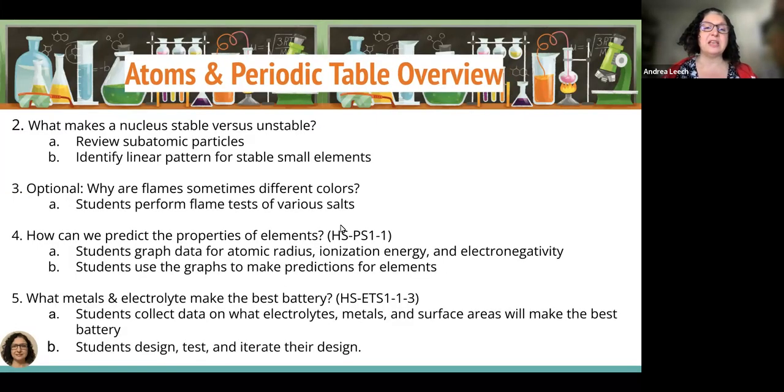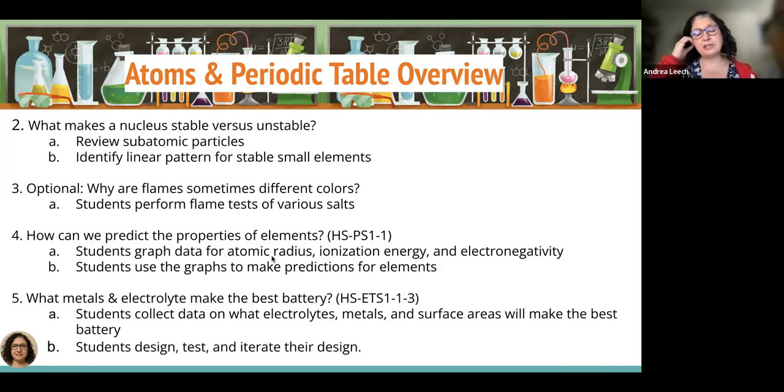Next, we go into what makes a nucleus stable versus unstable. This is that build an atom activity we've had in there for a while. We review subatomic particles and identify the linear pattern for stable small elements in those first 10 elements. We have an optional unit section on why flames are sometimes different colors, and students perform flame tests of various salts. We're working on revising that to make it a little bit more robust.